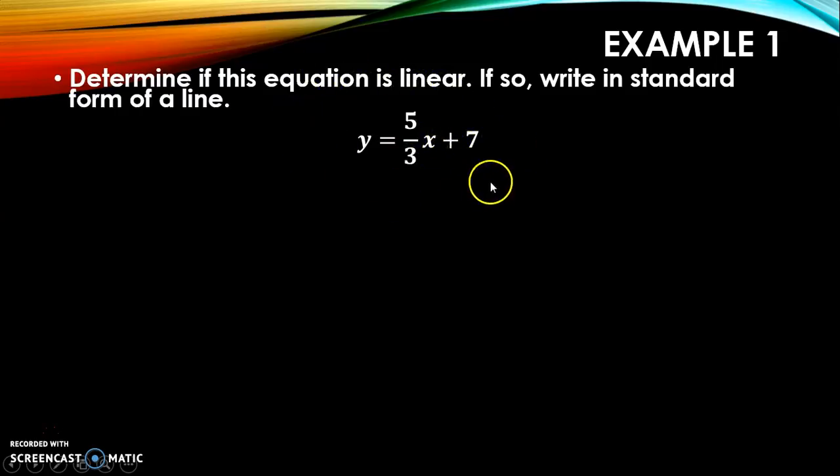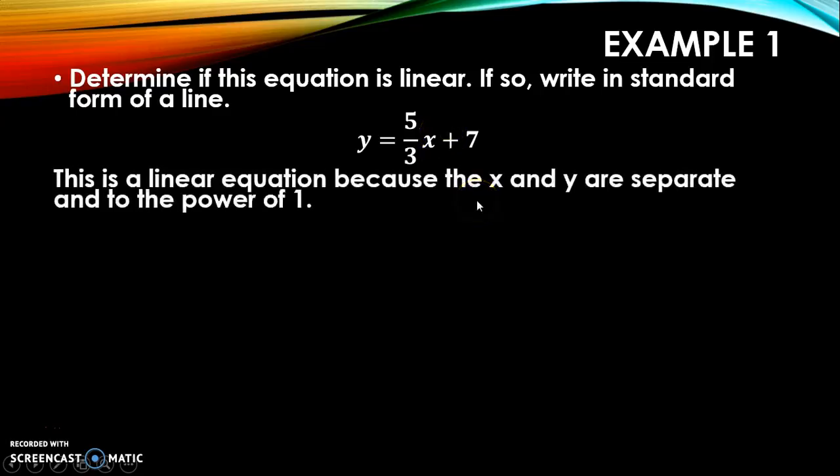Does this make a line? Well, let's look at our qualifications. Are x and y separated? Yep, they're separated. They're not multiplied together. Is y to the power of 1? Yes. Is x to the power of 1? Yes. Then this is linear.